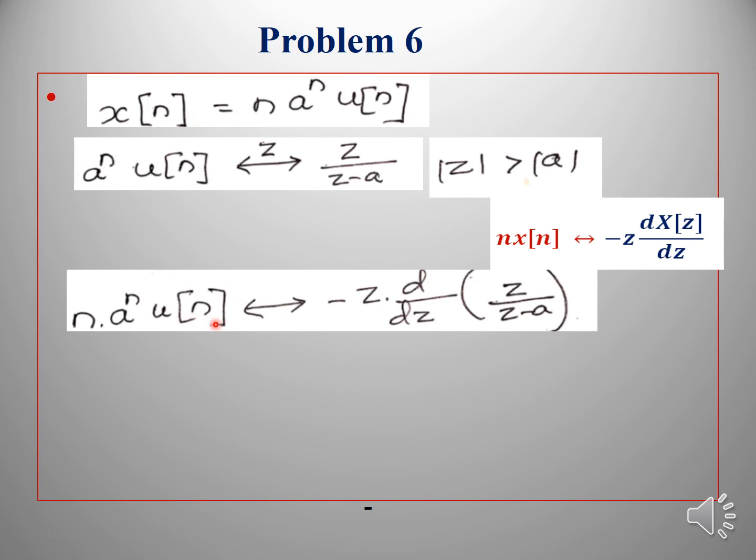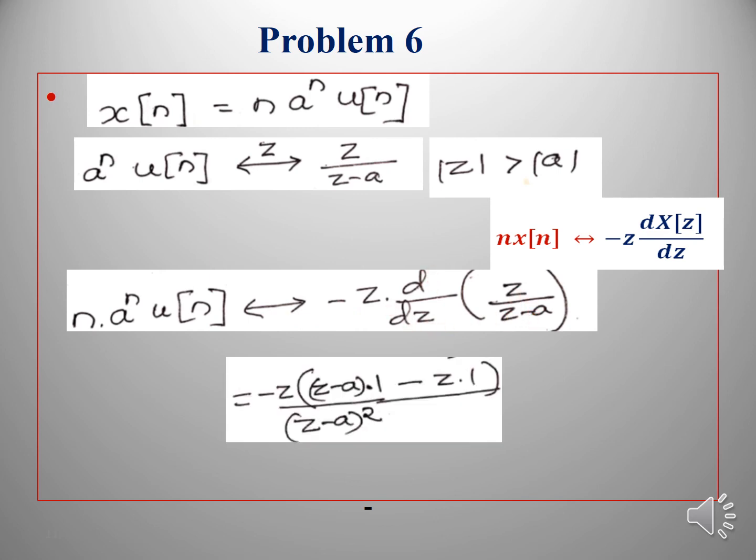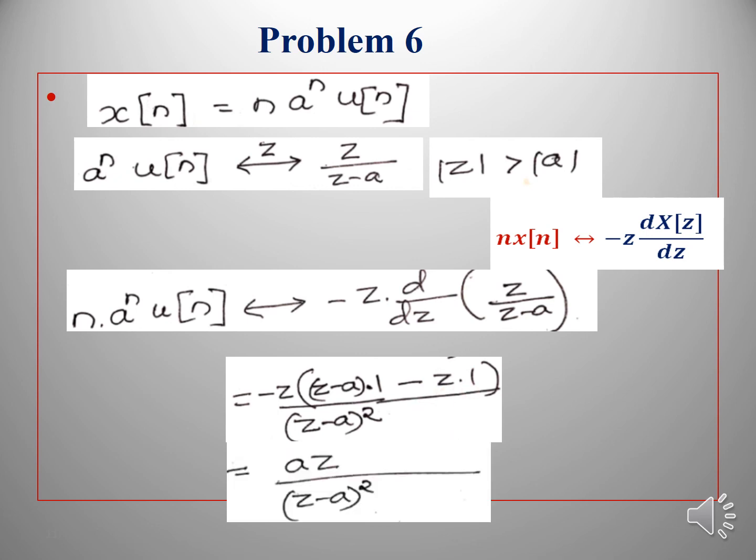Resulting in n into a power n into u of n would be given by minus z into d by dz of z by z minus a. Hence, the resulting solution would be z minus a the whole square 1 by z minus a the whole square into minus z into z minus a into 1 minus z. Hence, the solution would be az divided by z minus a the whole squared.